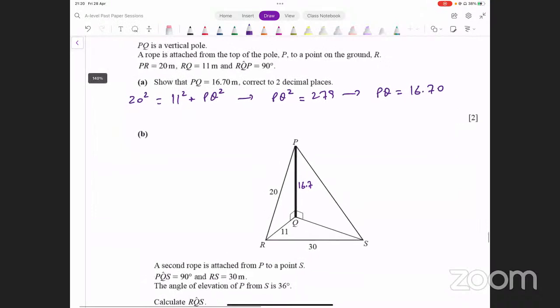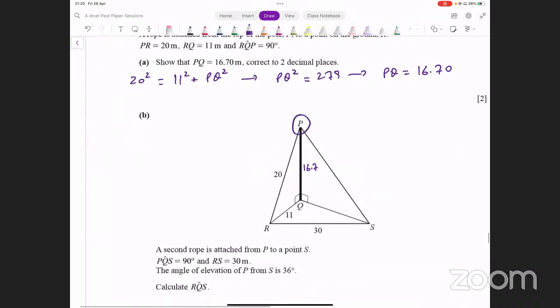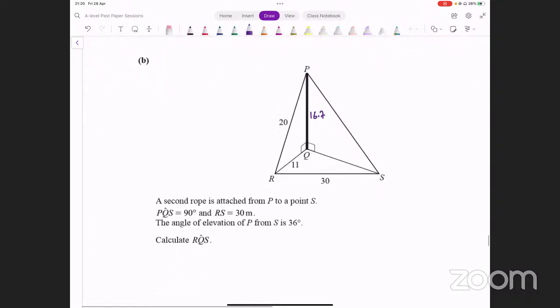There's a second rope that's attached from P to a point S. ये PQ vertical था, point S आपके पास, इसके साथ आपने एक rope attach कर दिया. और अब क्या हो रहा है? उसने कहा है PQS जो एंगल है, this is also 90, of course, because S भी ground के ऊपर है, Q के ऊपर आपका ये vertical pole है, तो Q पर जितने भी angles बनेंगे horizontal ground के साथ वो 90 degrees ही होंगे. तो PQS angle is 90 as well.